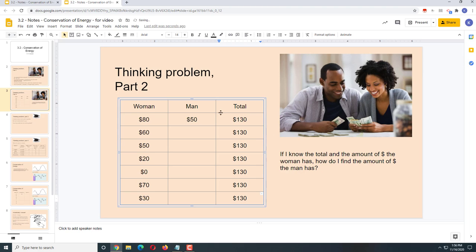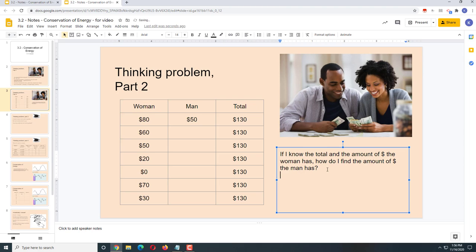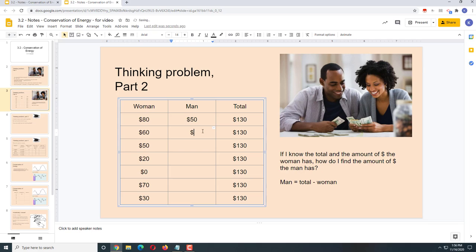If we know the total and the woman's amount, we can find the man's amount. It's going to be total minus woman. So 130 minus 60 is $70. 130 minus 50, 80. 130 minus 20, 110, and so forth.